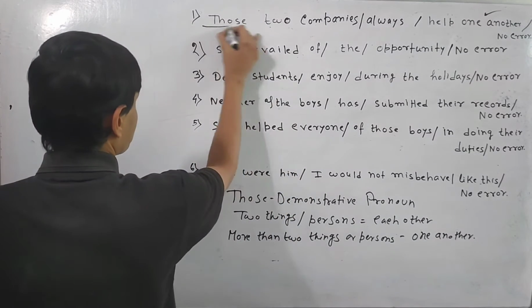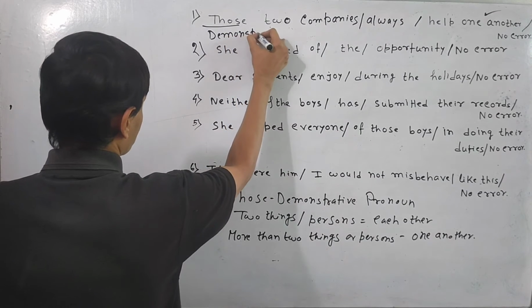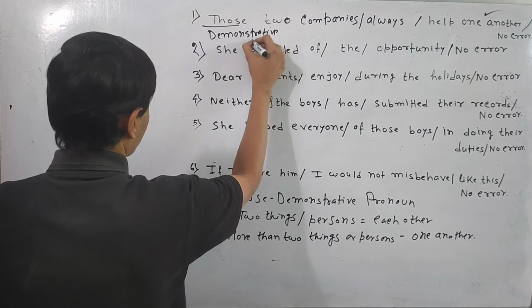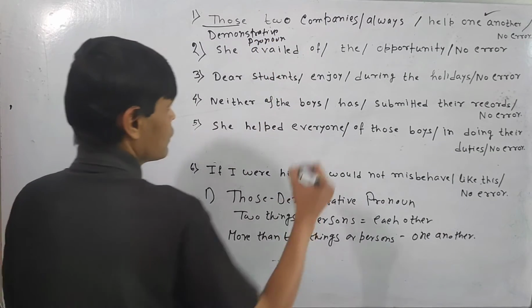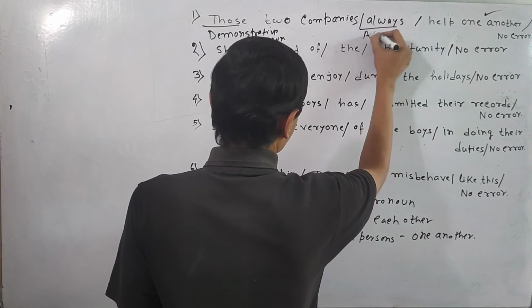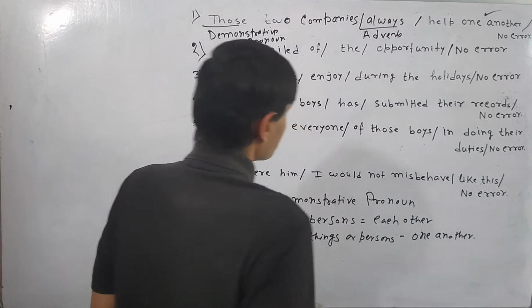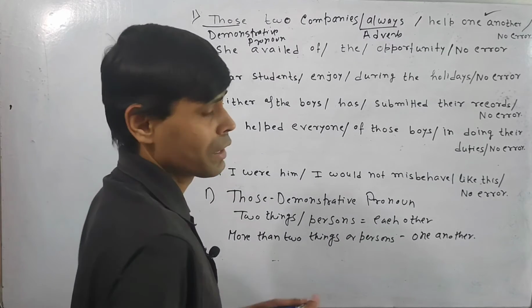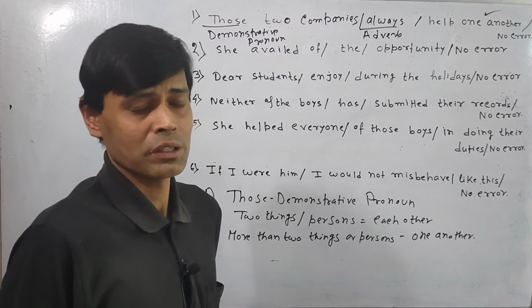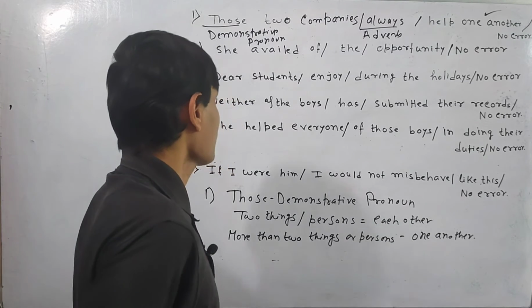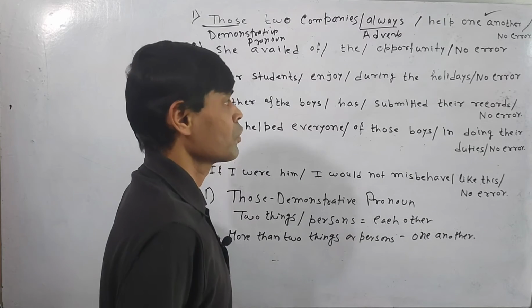It is called the demonstrative pronoun. Okay. So this kind of mistake can be given in the exam. This is actually called the adverb. So be careful whenever two things or two persons are there, instead of one another, we should always use each other. Now if I just go for the next question, she availed of the opportunity, no error.